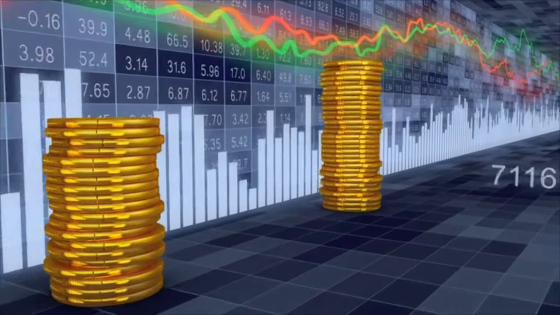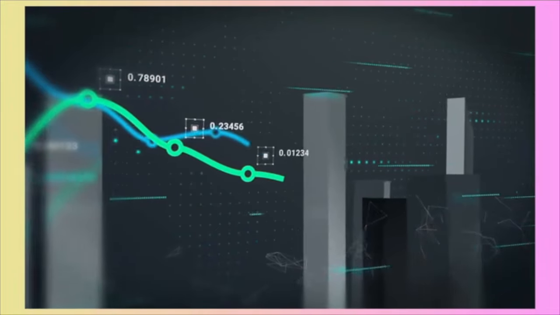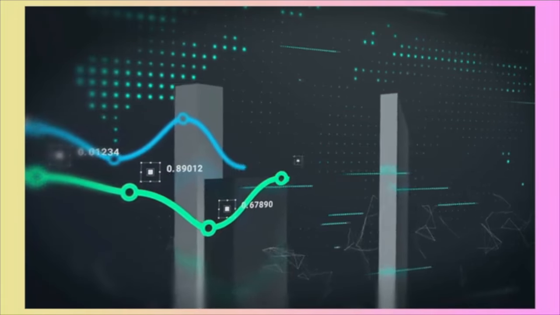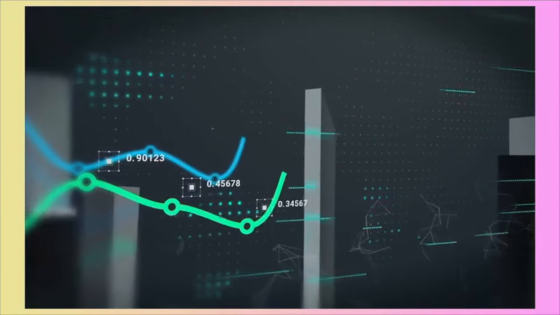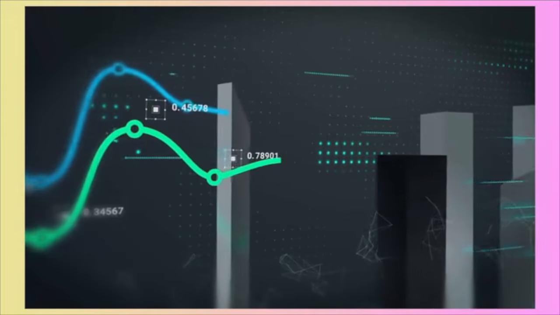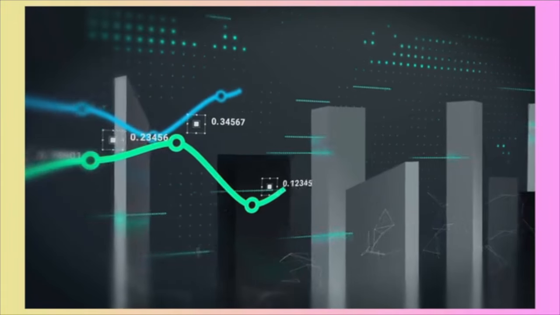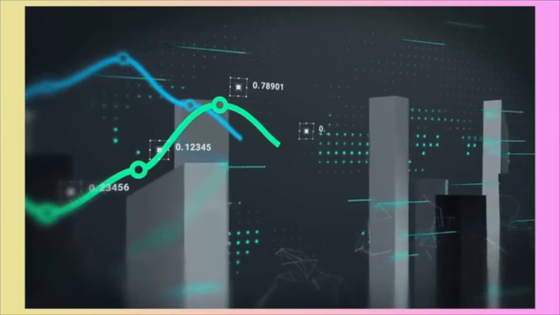Algorithmic and automated trading. In the modern market, many trades are executed by computers and algorithms. These systems follow pre-programmed rules and react to data faster than humans. Algorithmic trading now accounts for a large percentage of all trades worldwide.